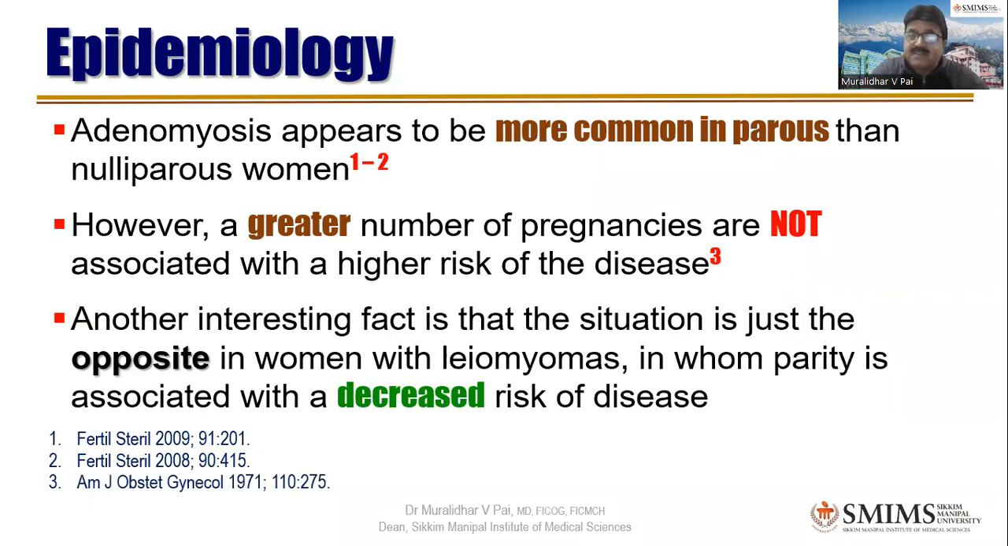Another interesting fact is that the situation is just the opposite in women with leiomyomas, in whom parity is associated with decreased risk of disease. We always say fibroids are more common in nulliparous women or those who have got low parity. But adenomyosis can be there in low parity, in high parity, in anybody and everybody. That's what we should be aware of.